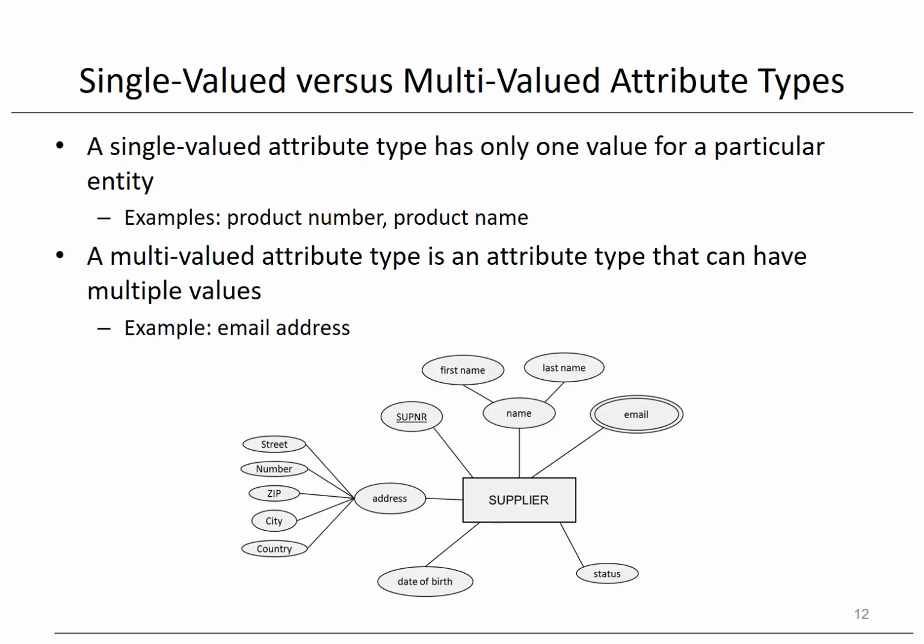A single-valued attribute type has only one value for a particular entity. An example is product number or product name. A multi-valued attribute type is an attribute type that can have multiple values. As an example, email address can be a multi-valued attribute type in case a supplier can have multiple email addresses. Multi-valued attribute types are represented using a double ellipsis in the ER model as illustrated in the figure.